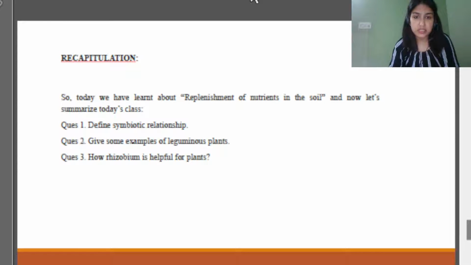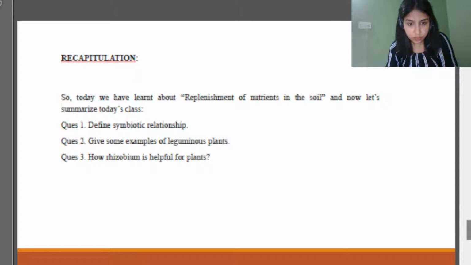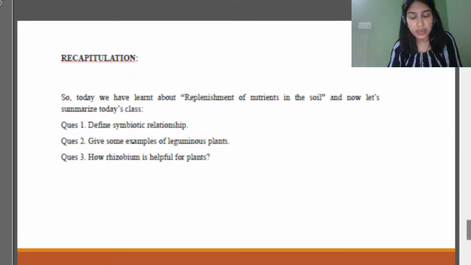So we have discussed how we are providing certain nutrients to the soil to replenish and enrich the soil with nutrients like nitrogen, phosphorus and potassium. These are examples of nutrients that are essential for plants.